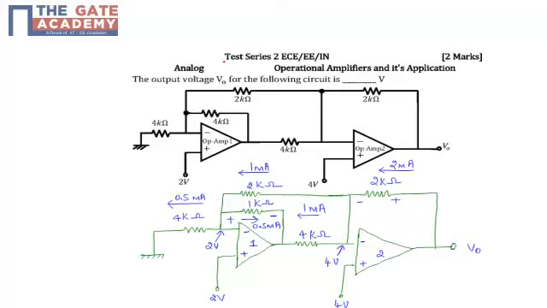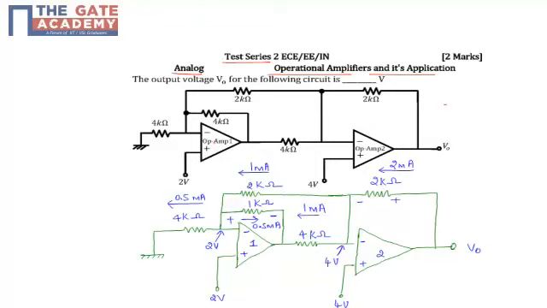Hello students, the given question is from test series 2, subject analog, from the chapter operational amplifier and its application. The given question is a 2 marks question. In the question, we need to find the output voltage V0 for the following circuit, in volts. This is the given circuit.